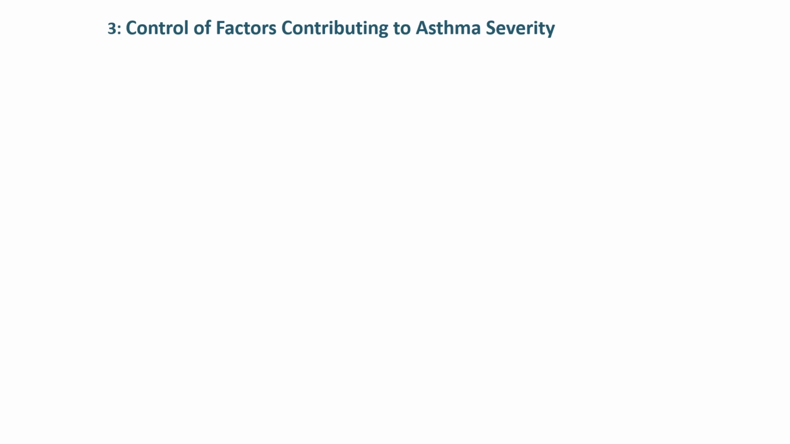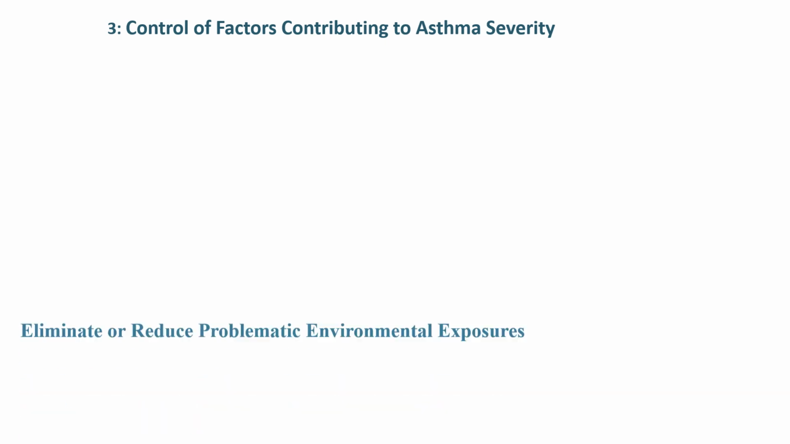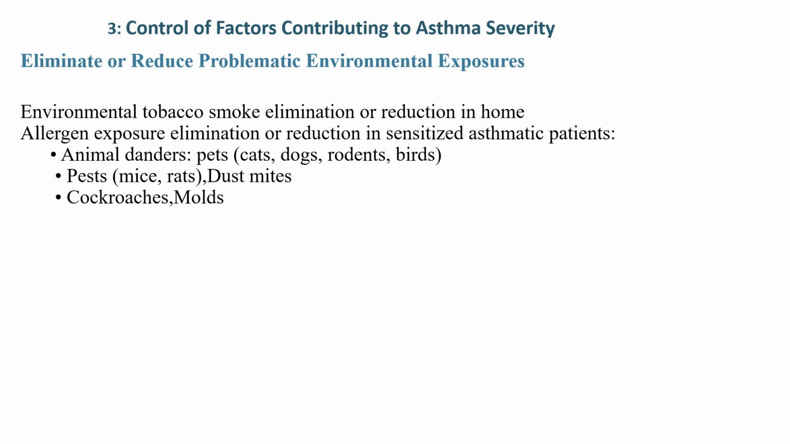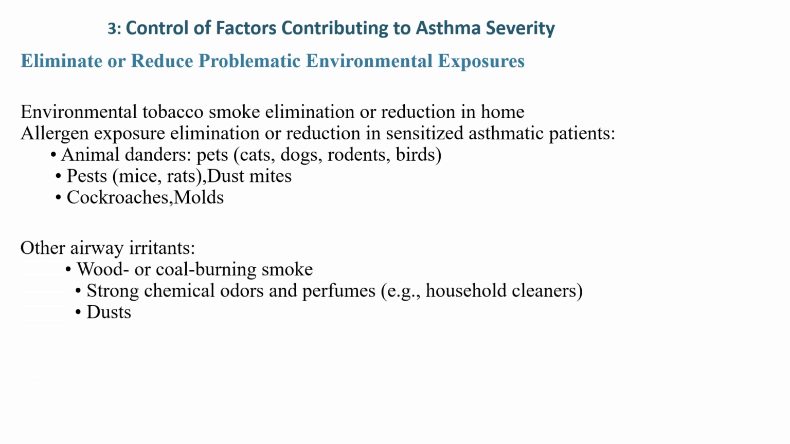The third is control of factors contributing to asthma severity. Eliminate or reduce problematic environmental exposures: environmental tobacco smoke elimination or reduction, and home allergen exposure elimination or reduction in sensitized asthmatic patients. And we should also eliminate other airway irritants such as coal burning smoke, strong chemical odors, perfumes, and dusts.